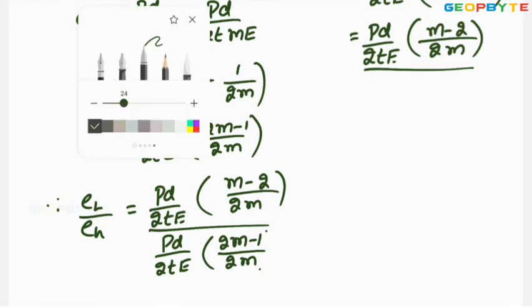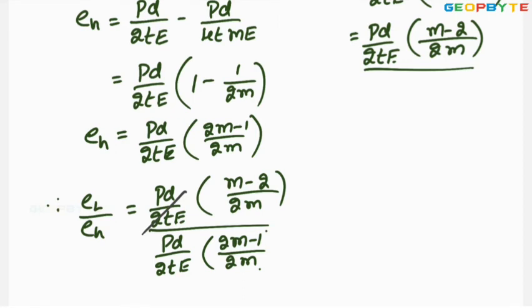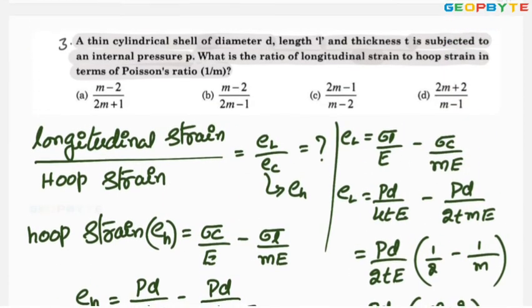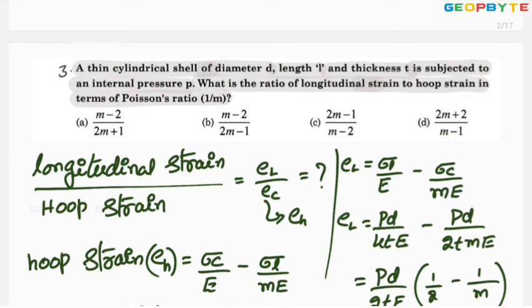From this, PD by 2TE, PD by 2TE cancelled. This 2M cancelled. Finally, it is M minus 2 by 2M minus 1. So, longitudinal strain by hoop strain equal to M minus 2 by 2M minus 1, where 1 by M equal to Poisson's ratio. Look at the option B, M minus 2 by 2M minus 1. Therefore, option B is absolutely correct. I hope you got my point.